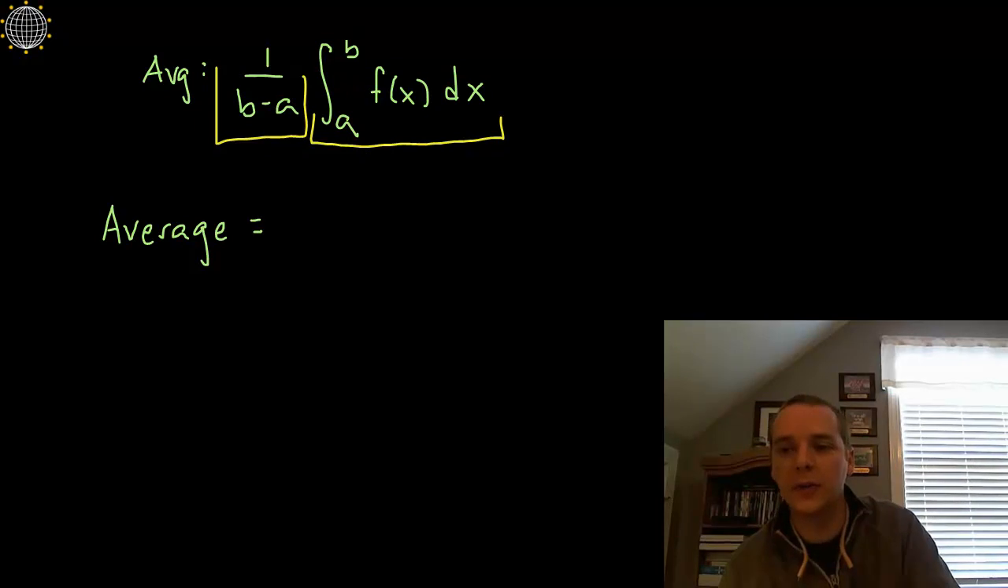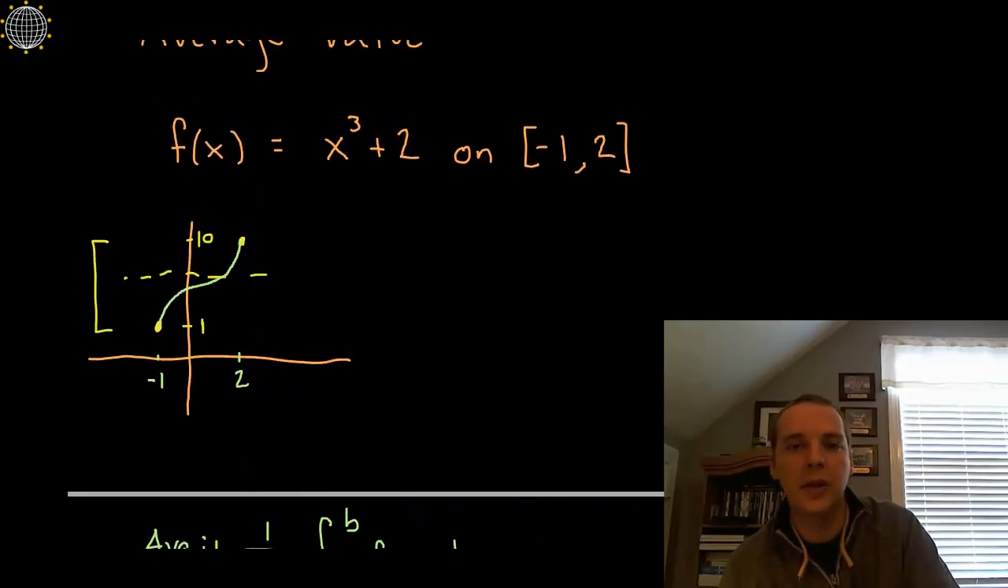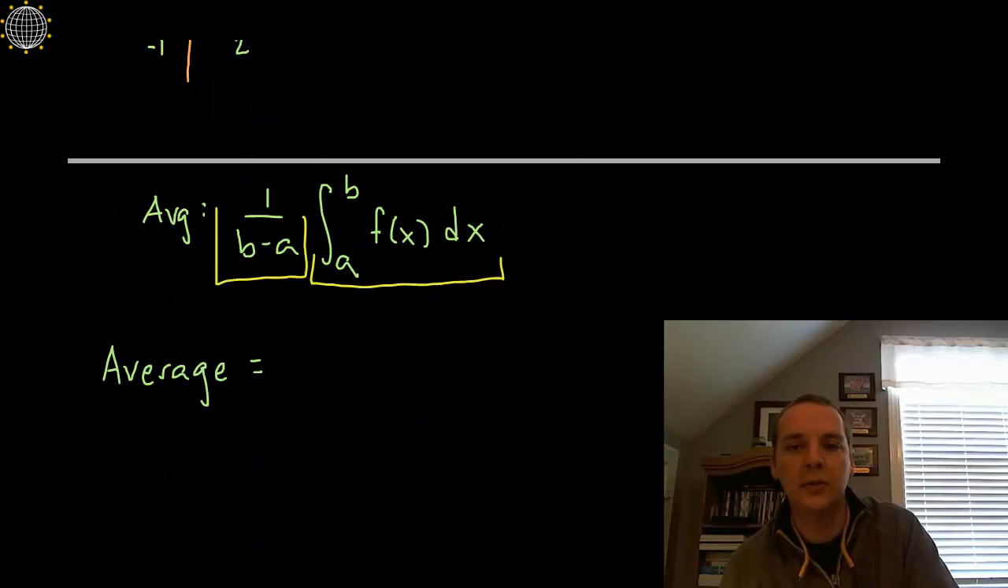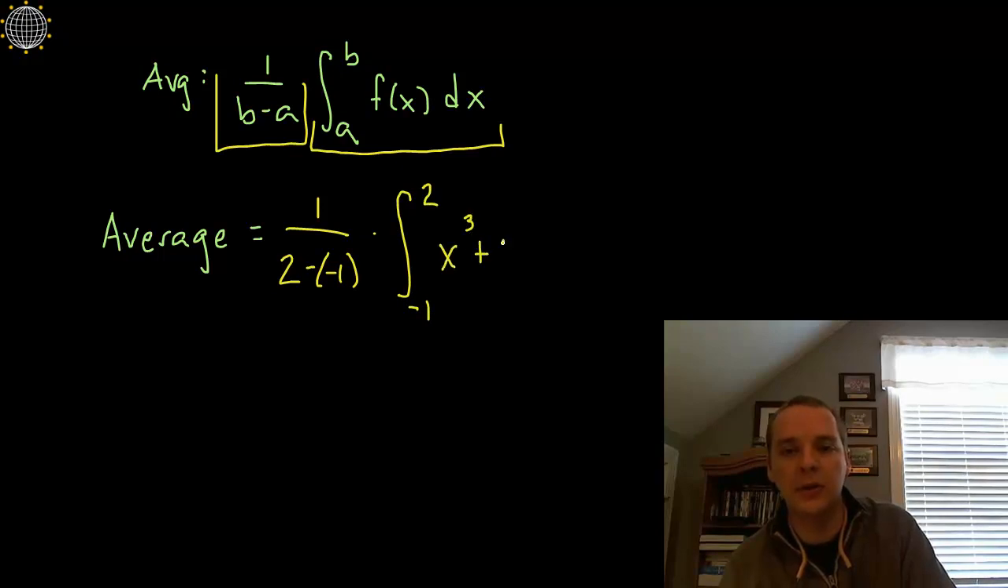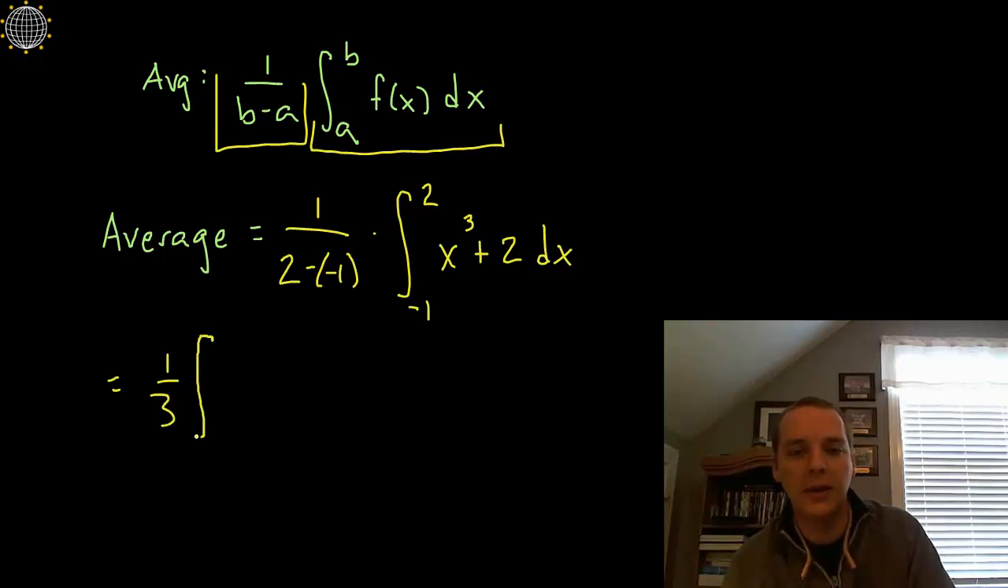So let's try this with our function. Our function is x cubed plus 2, and the interval is -1 to 2. So we'd have 1 over 2 minus -1, that's 1 over b minus a, times the integral from -1 to 2 of our function x cubed plus 2. So we have an integral to compute, and then we have a fraction to tack onto that as well. So this would make 2 plus 1, the minus the negative, so we'd have 1/3, and then the integral of, well, I'll tell you what, let's just go ahead and do it right now.